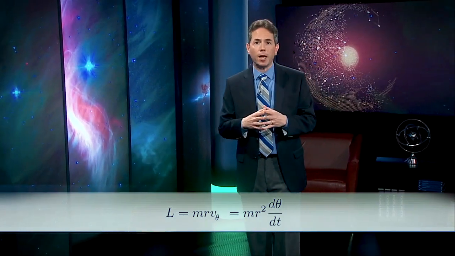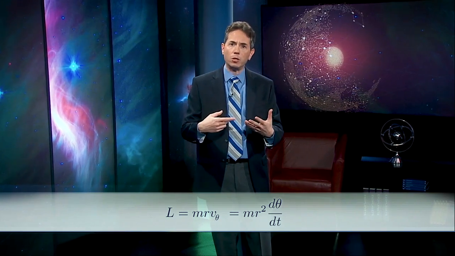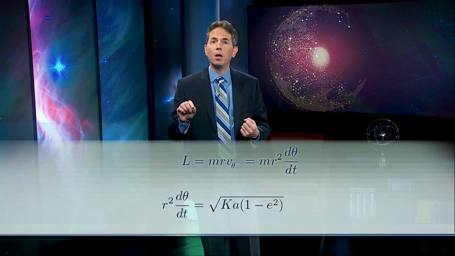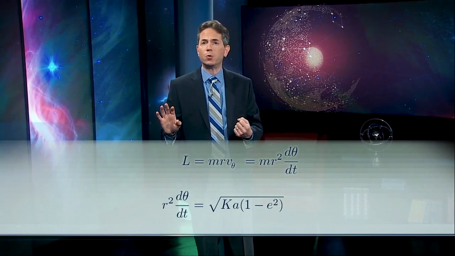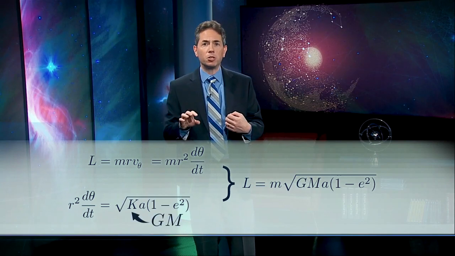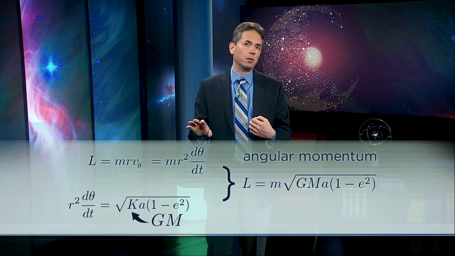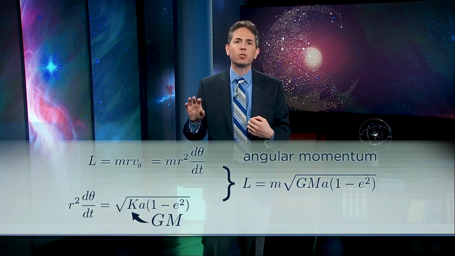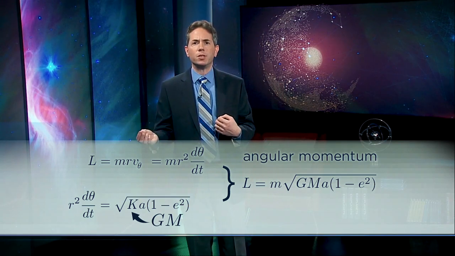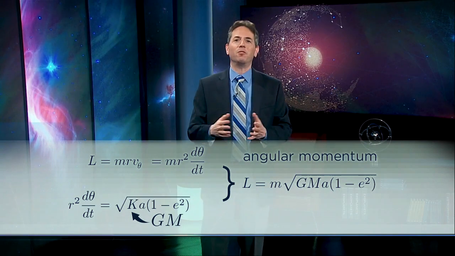And earlier in this lecture, we consolidated Kepler's second and third laws into one equation. r squared dθ/dt equals the square root of k a times (1 minus e squared). If we multiply this by little m and substitute GM for k, we arrive at a new formula for angular momentum. Little m times the square root of G times big M times a times (1 minus e squared), which is purely in terms of constants, as advertised.